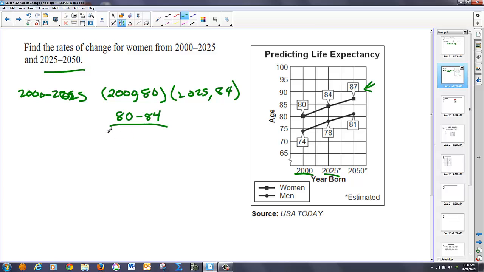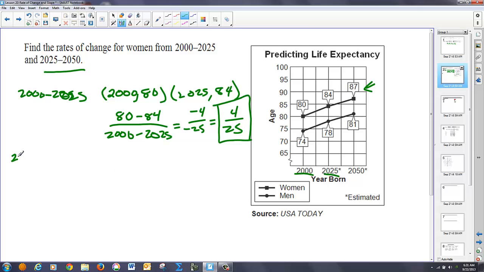If I find the rate of change there, I take the difference in the y's and put that over the difference in the x's. I get negative 4 over negative 25, which is 4/25. And that's the rate of change.